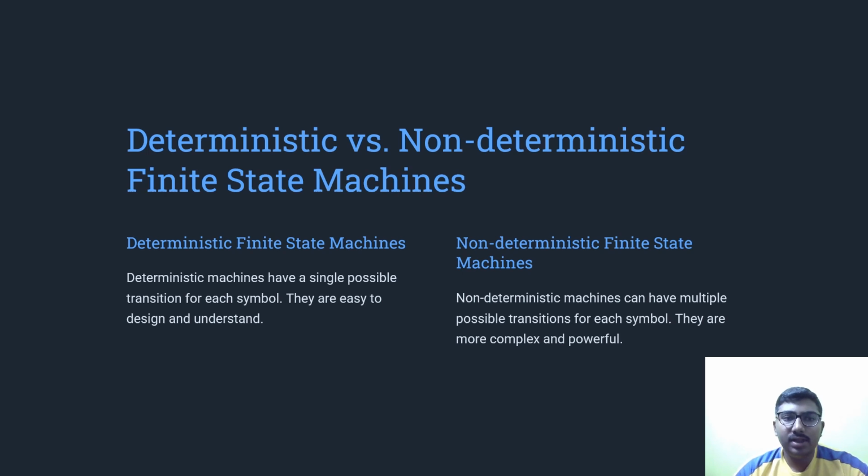Now we'll see the difference of deterministic and non-deterministic finite state machine. In deterministic finite state machine, the deterministic machine has a single possible transition for each symbol. They are easy to design and understand. Whereas in non-deterministic finite state machine, non-deterministic machines can have multiple possible transitions for each symbol. They are more complex and powerful to understand.